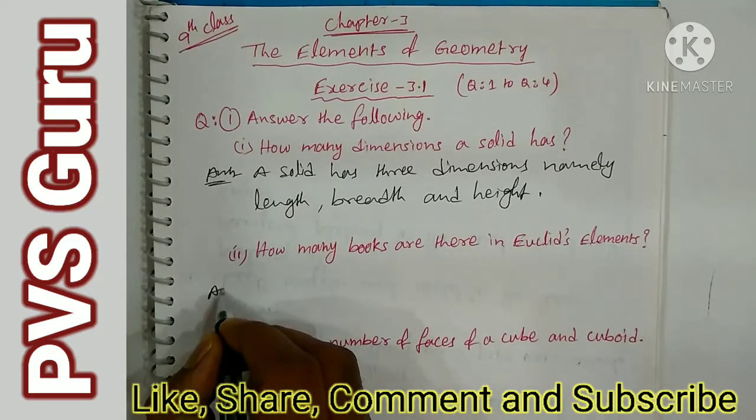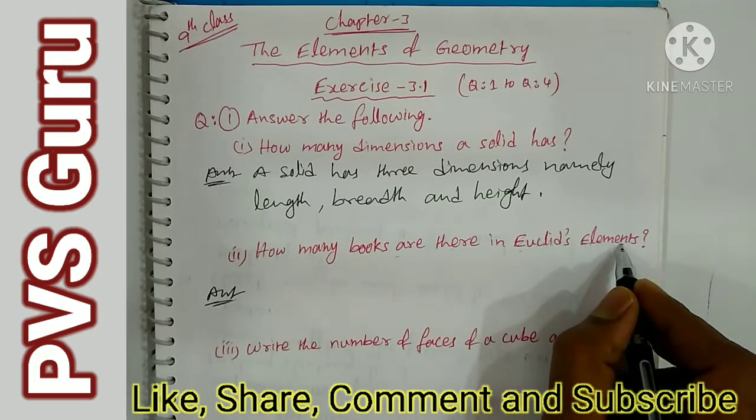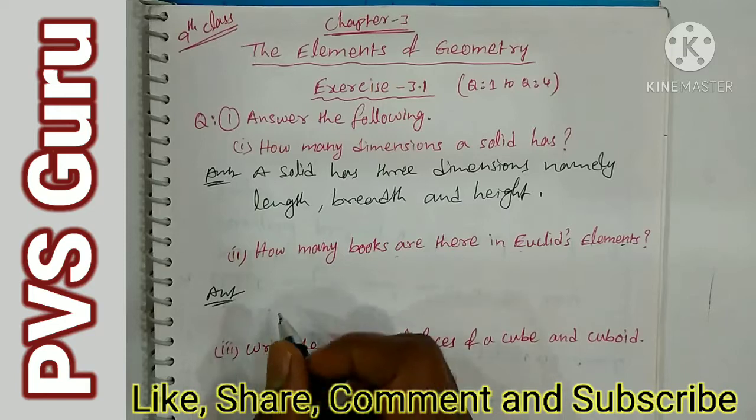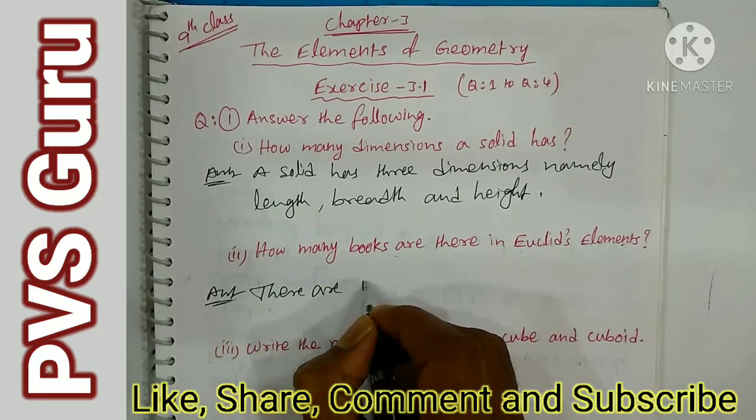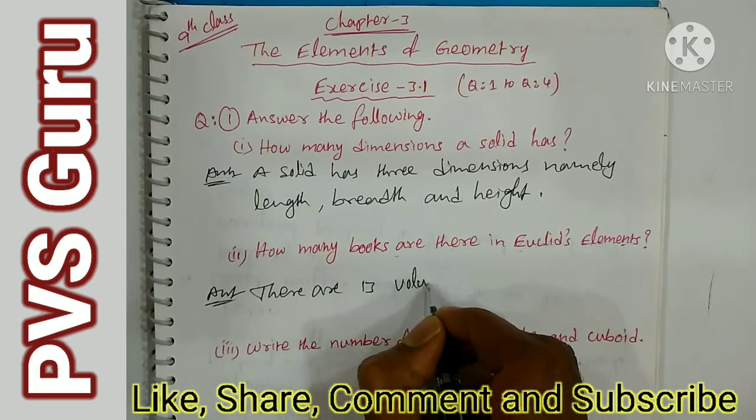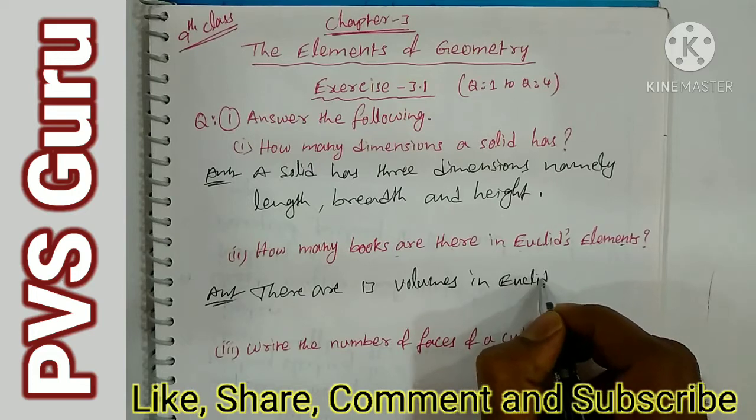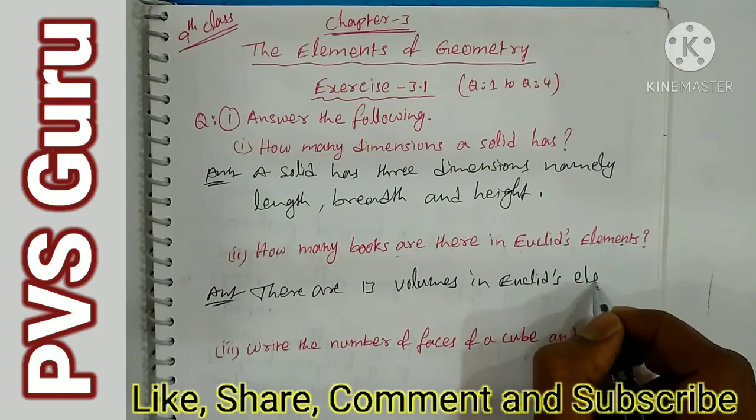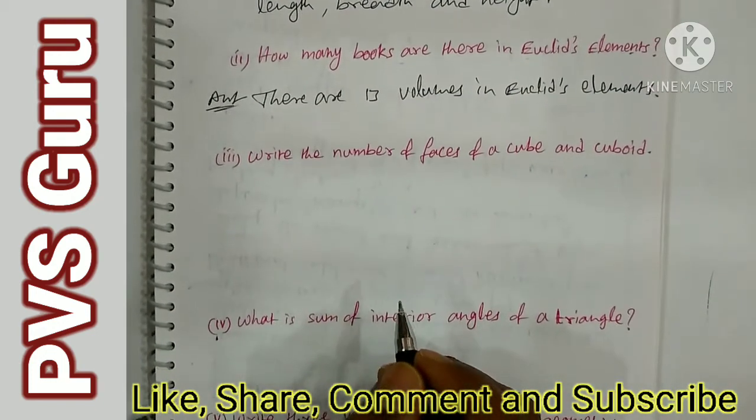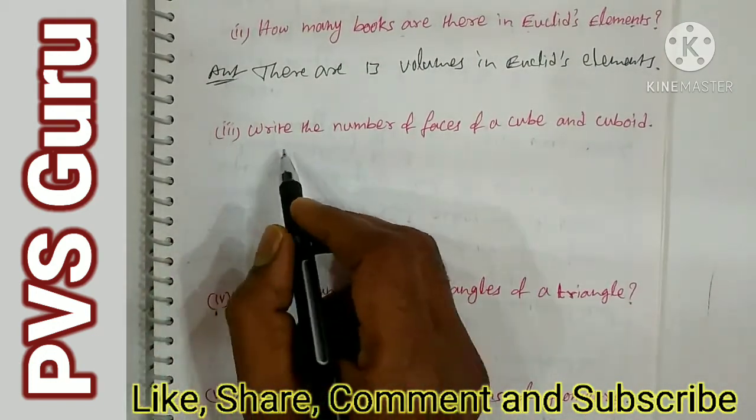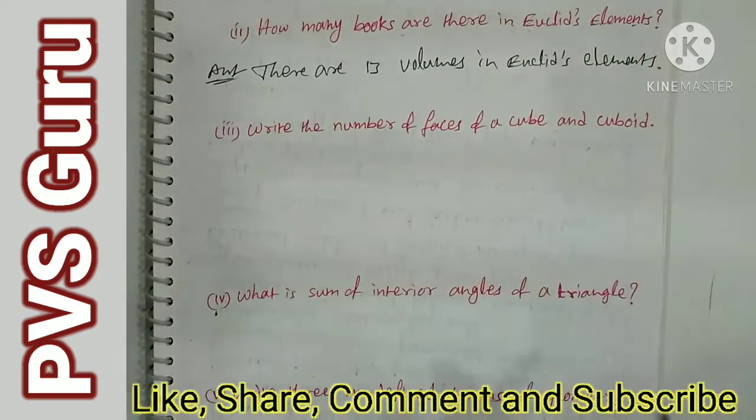Second bit, how many books are there in Euclid's Elements? Here 13 volumes of books are there. Here you write down, there are 13 volumes in Euclid's Elements. Now third bit, write the number of faces in a cube and cuboid.